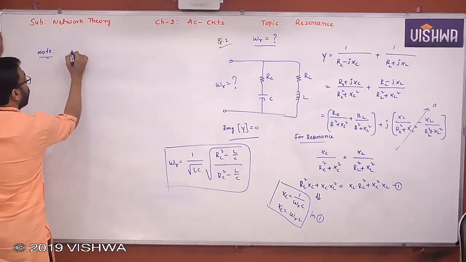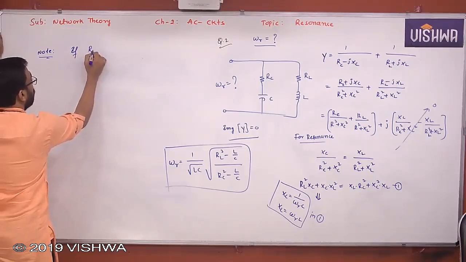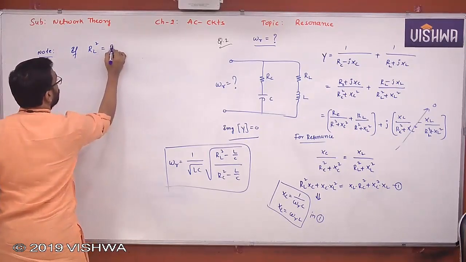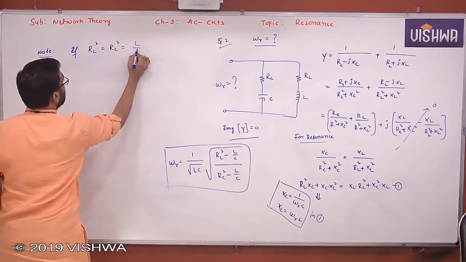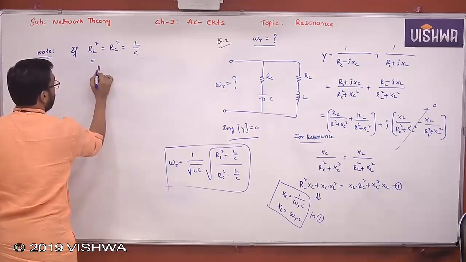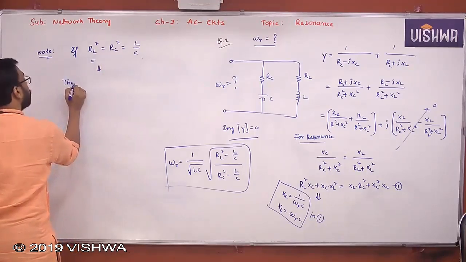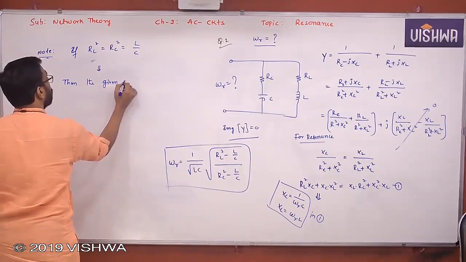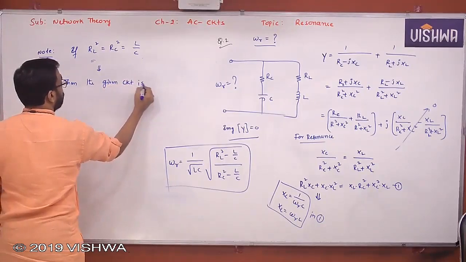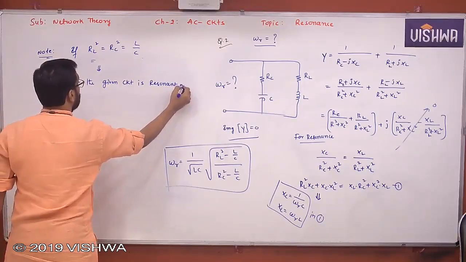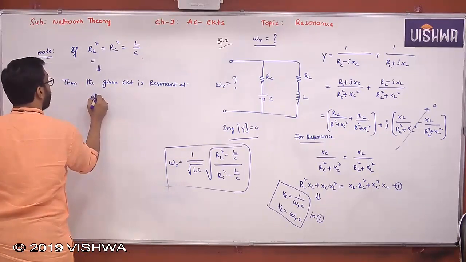this is very important. If RL square is equal to RC square is equal to L by C, in case you design like this, then the given circuit is resonant at all frequencies.